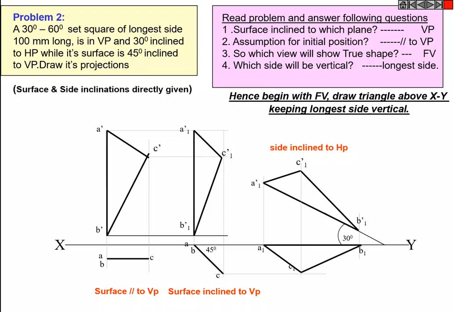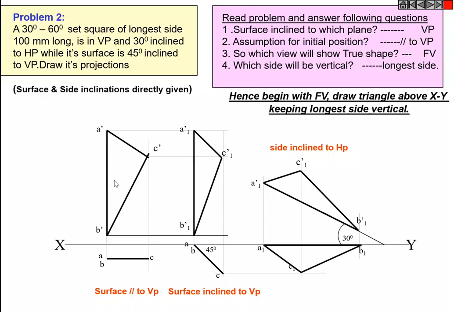Initially, the lamina with the 100 mm longest side is resting on VP. In the front view you are going to get a 30 degree 60 degree set square. In the top view, you are going to get the surface as a line. Afterwards, the surface is inclined at 45 degree to VP, so the line ABC is made inclined at 45 degree. Here A is visible, B is invisible, so B must be in brackets.